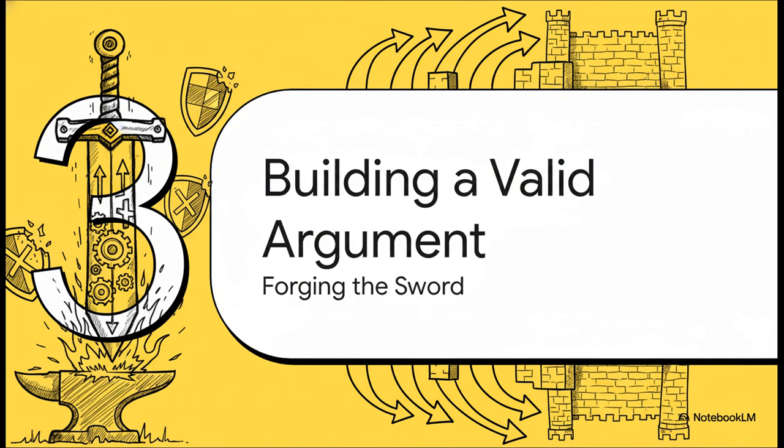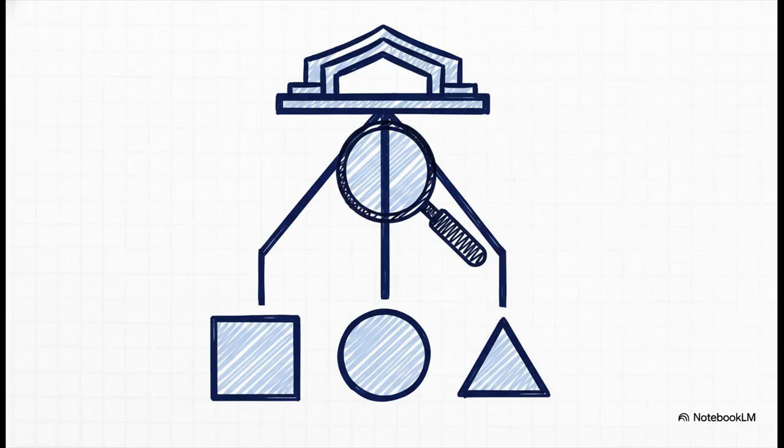But the real power, that comes when you go on the offensive and learn how to build your own rock-solid arguments. It's time to forge our sword. For a deductive argument, the gold standard is something called validity. Now, this has a very, very specific meaning in logic.